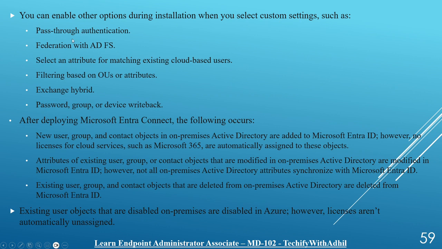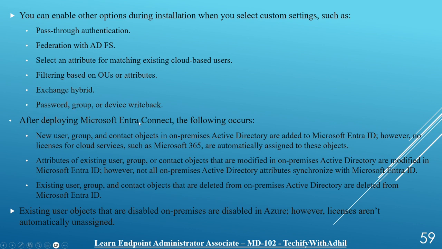You can enable other options during installation when you select the custom settings, such as pass-through authentication, federation with ADFS, selecting an attribute for matching, filtering based on OU, then Exchange hybrid, password, group, and device writeback. So all these settings you can customize when you are using the custom settings option.